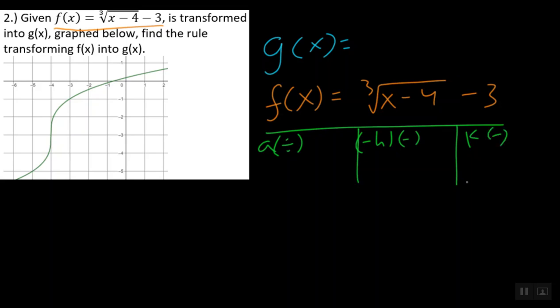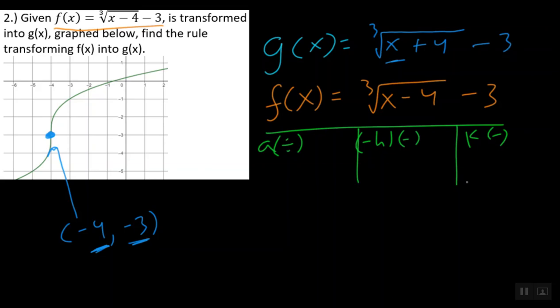Okay, so let's start to test these things out. The first thing that I notice is that my vertex, the middle of the graph, is right here, and it is at (-4, -3). Now remember, this will get you 2/3 of the way there. You can draw your cubic root symbol and your x, and x is the -4. So if this is -4, I need to add 4. And then on the outside, we have this -3, so we can put -3.